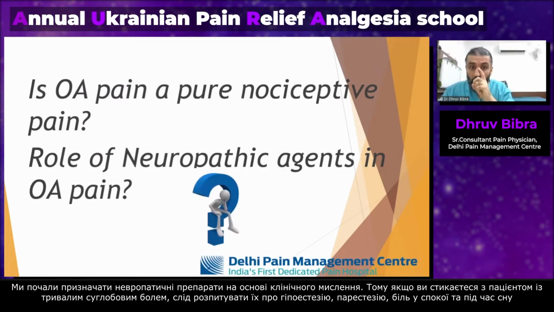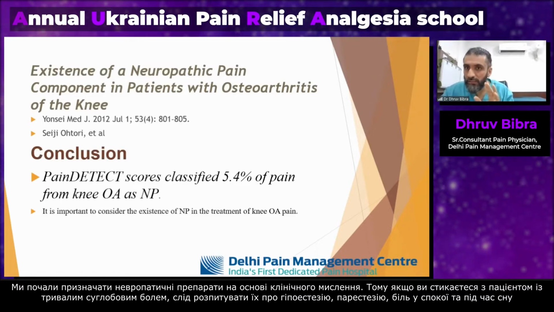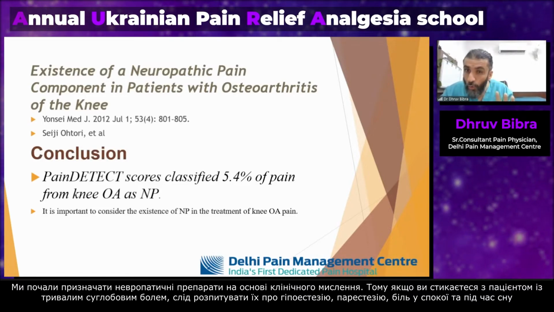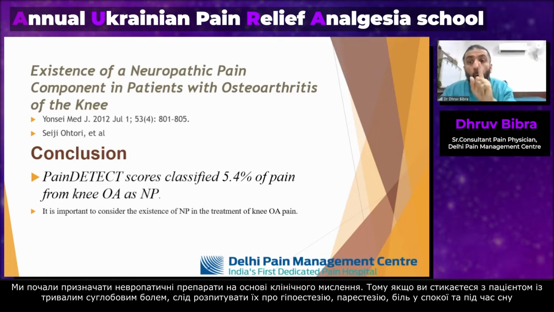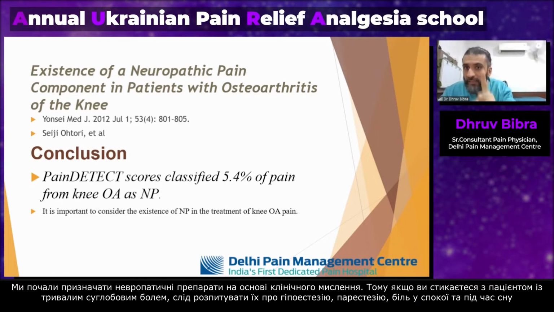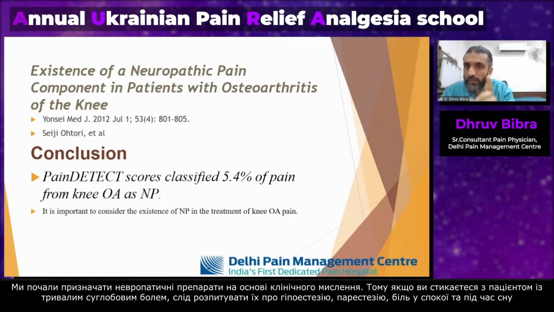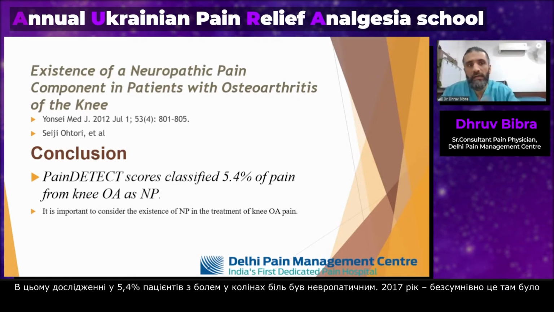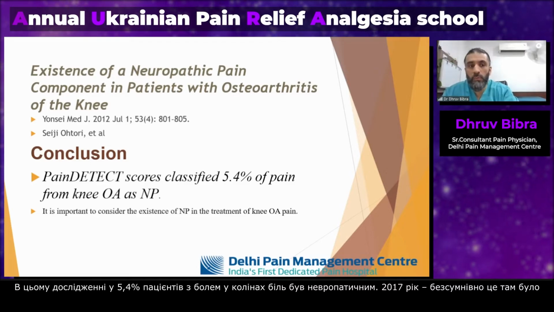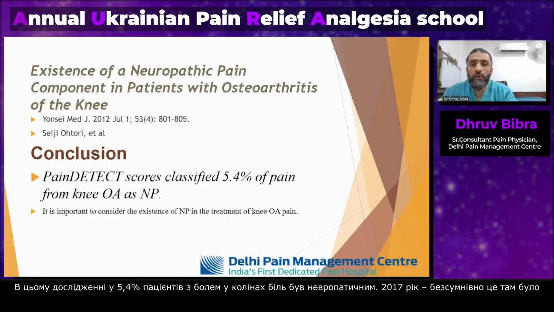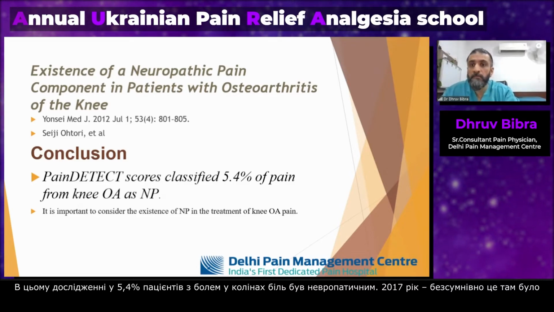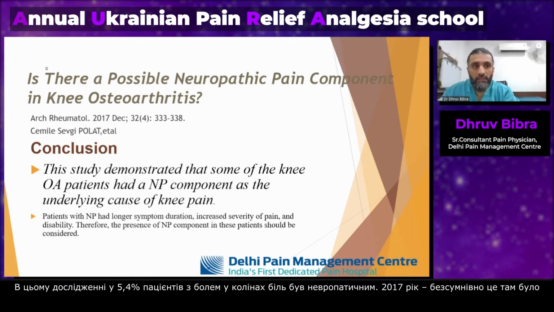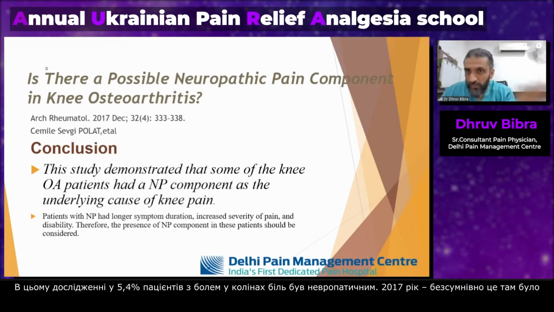So therefore, whenever you come across any patient of any long-standing joint pain, always ask about paresthesia, hypoesthesia, rest pain, and sleeping pain. And then there are studies which gave us a good idea. There was a study in 2012 which talked about around 5.4% of patients suffering from knee pain having neuropathic pain. 2017, definitely there was also.